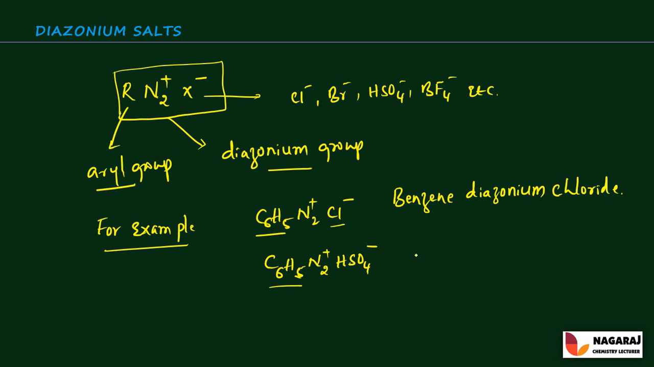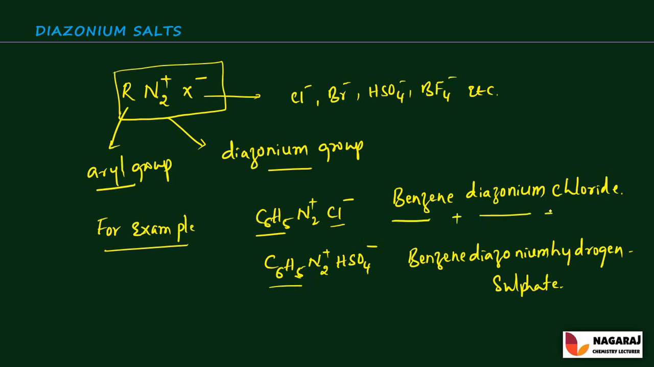In the second molecule, C6H5 is called benzene, the word diazonium is added, and the anion is represented as hydrogen sulfate. That is, first write the name of the hydrocarbon, then attach the word diazonium, and then write the name of the anion. Such compounds are called diazonium salts.